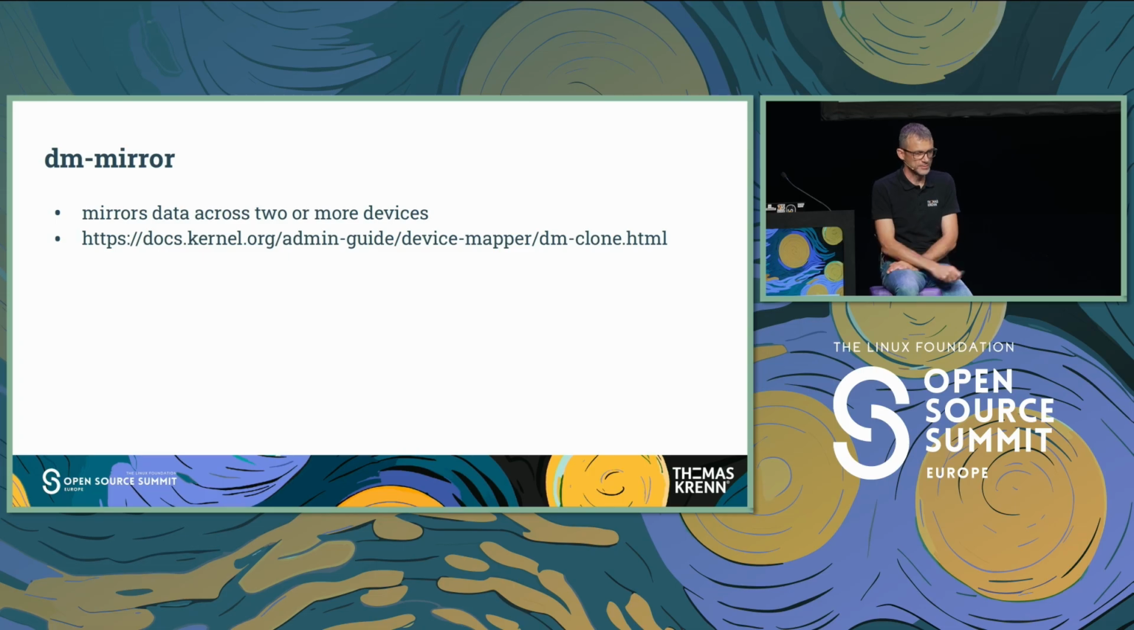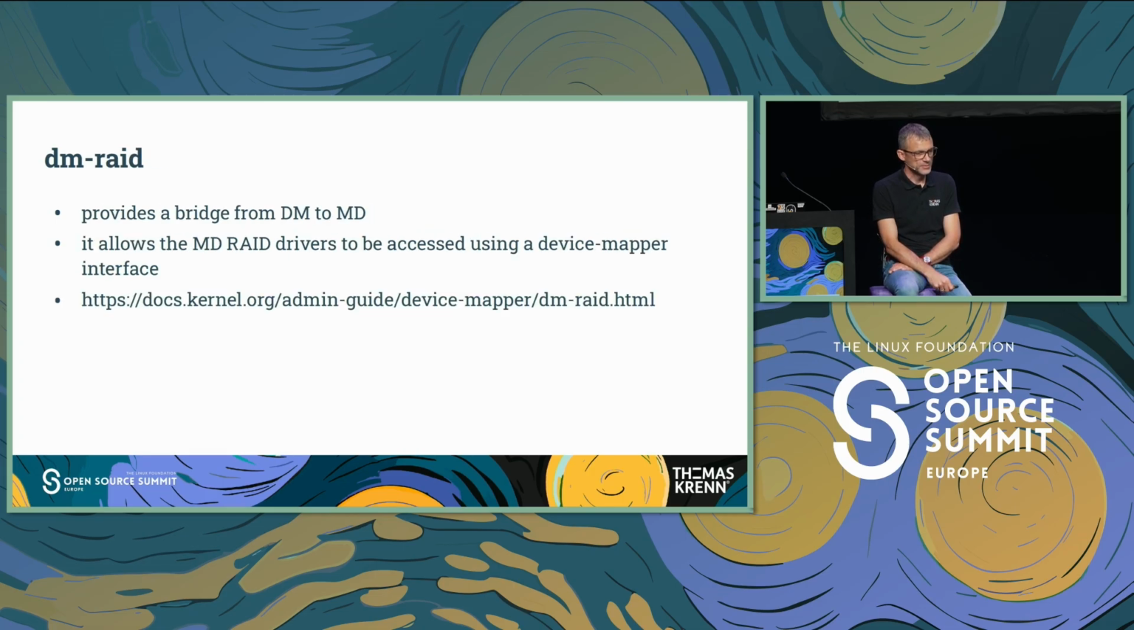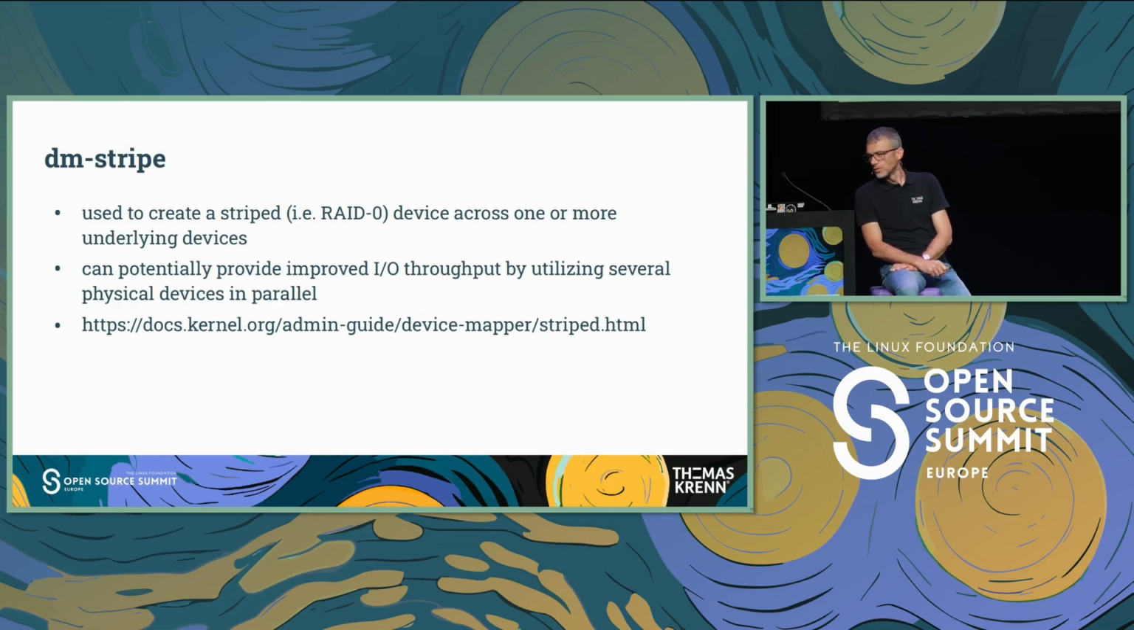Mirror target mirrors data across two or more devices. I think I have to speed up a little bit. RAID provides a bridge from device mapper to software RAID, allows the drivers to be accessed using a device mapper interface. And before we get to video, we have a few ones left. Stripe, you can do a stripe across one or more underlying targets.